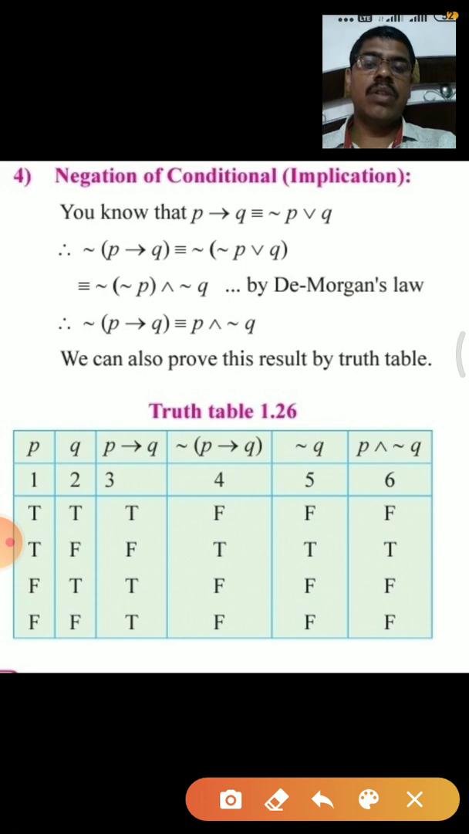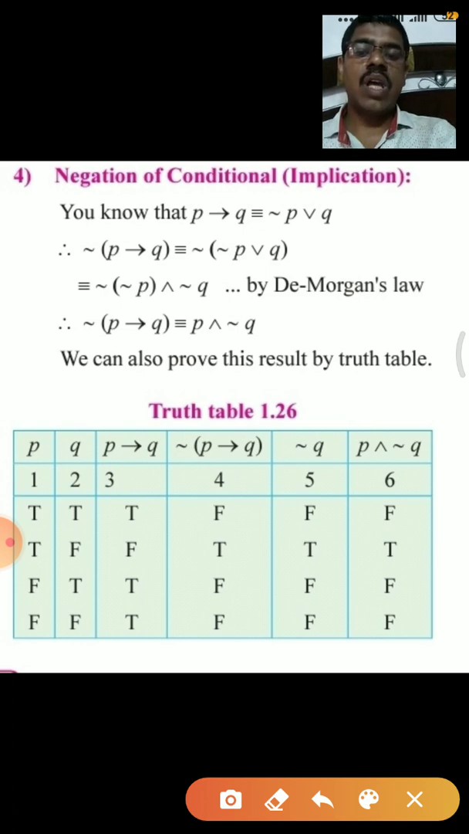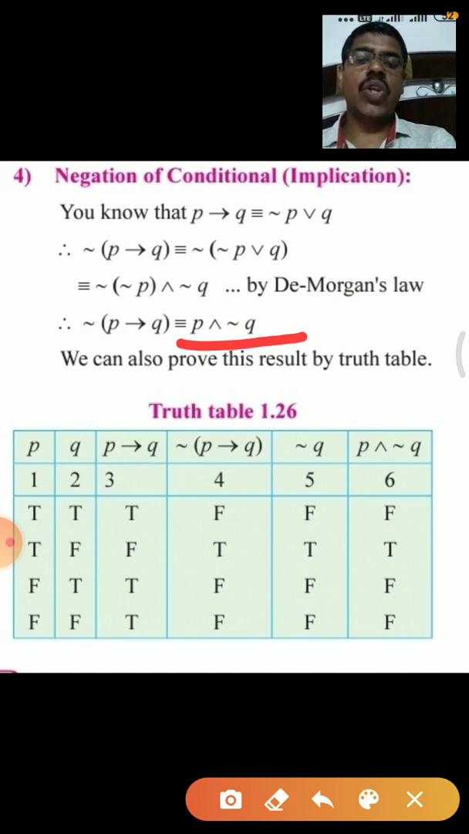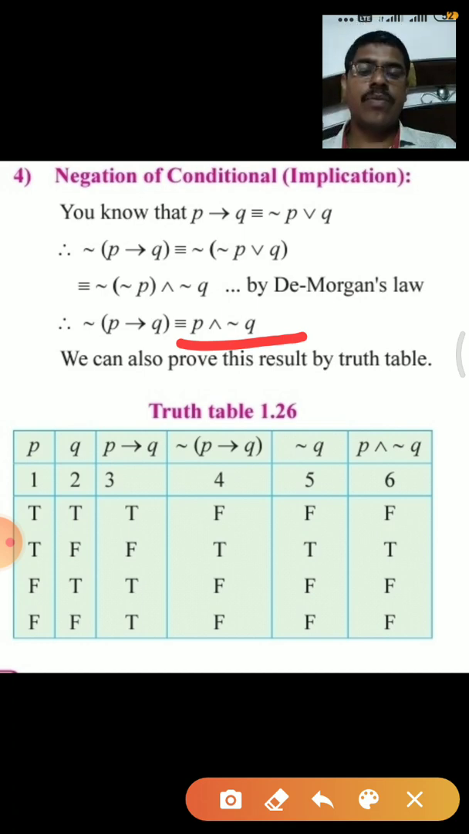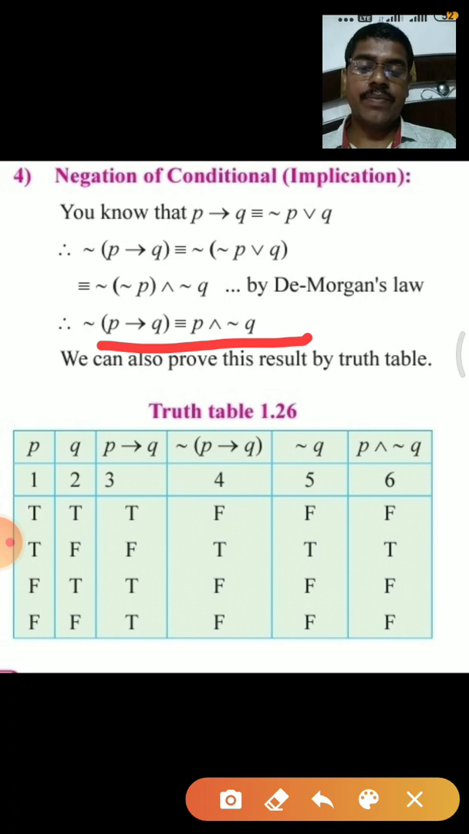We have to take the negation of negation P or Q, that is, we have to apply De Morgan's law. Negation of negation P, or converts into and, negation Q, and then negation of negation P is P and negation Q. That means negation of P conditional Q is equivalent to P and negation Q. Also, we have to prove this result by using the truth table.